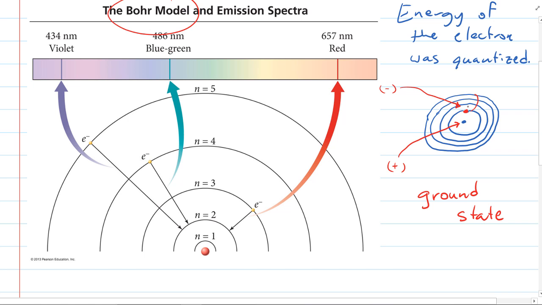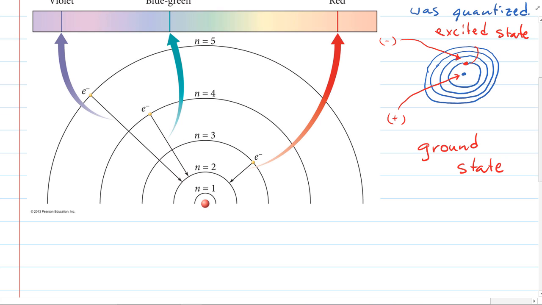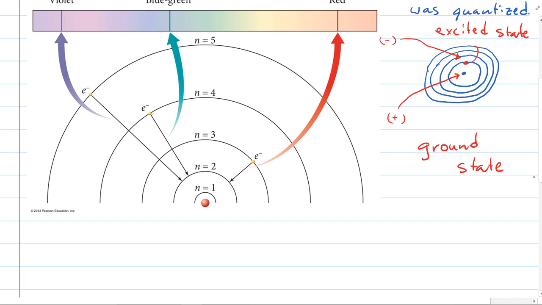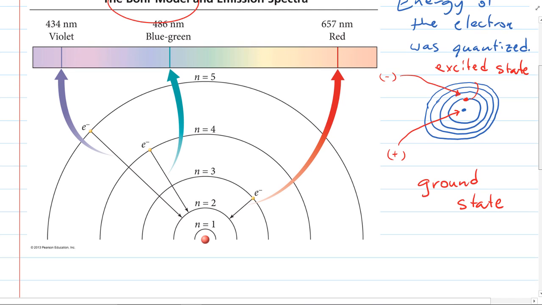Well, once it gets promoted to a higher energy level, which, by the way, the name of this state is referred to as an excited state, that electron is not stable in that excited state. And what happens then is that electron will drop back down to a lower level. And when it drops back down to a lower level, it gives off energy in the form of light. And each jump here corresponds to a different wavelength.